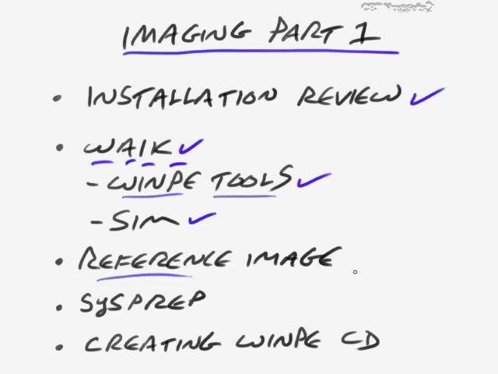We also looked at reference images. This is a big part of imaging, obviously, as well. This is going to be, of course, your ideal computer that you want to duplicate onto multiple other computers. We looked at sysprep as a way of neutralizing the uniqueness of that reference image so that you don't have duplicate IDs of various types throughout the network. And we looked at how to create the WinPE CD, which is the foundation for being able to boot those other machines and capture or apply various images. And we'll take a look at that in more detail in our next nugget.